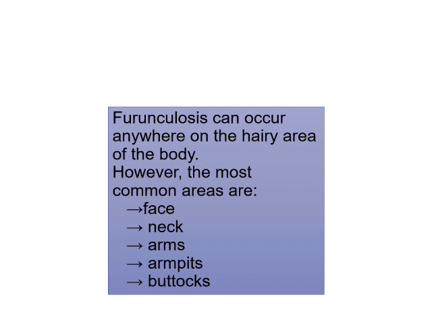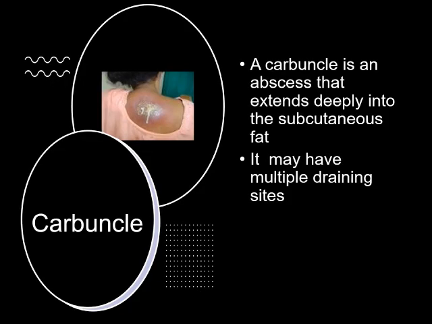A furuncle may complicate and form a carbuncle. A carbuncle is an abscess that extends deeply into the subcutaneous fat. It may have multiple draining sites, as you can see in this picture. The patient may have fever, chills, malaise. The carbuncles commonly occur in the nape of the neck, as well as the back of the thighs.